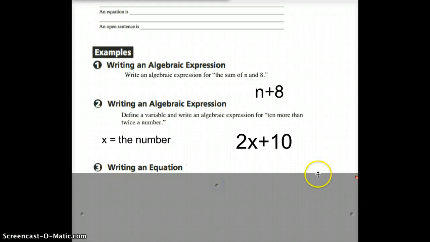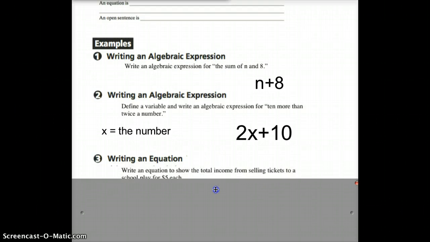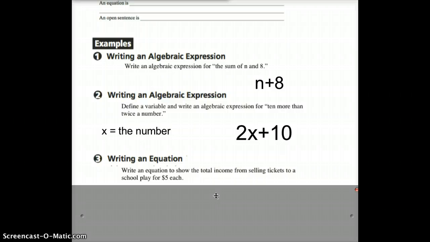Now, writing an equation. Again, the difference between an expression, notice we don't have any equal signs here. It doesn't equal anything. Now, when we're looking for equations, we're going to have an equal sign. So now we need to write an equation to show the total income from selling tickets for a school play. So we have to think about, if I sold 10 tickets, how much money would we be collecting? Well, all of you are saying 5 times 10, which is 50. Okay, at $5 a piece, and we sell 10, that's $50.